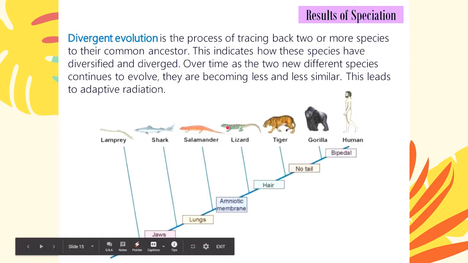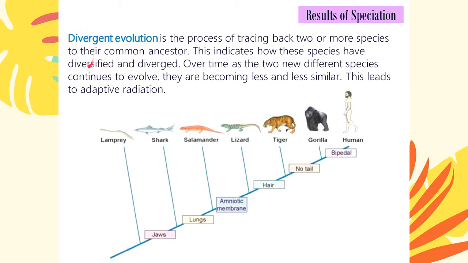Another result of speciation is divergent evolution. So if in convergent evolution different groups meet together and share similar characteristics, this is the opposite. This is the process by which two or more species diverge from their common ancestor. They evolved away, or diversified away, from their ancestors. So over time, as two different species continue to evolve, they become less and less similar to their ancestor, and this leads to adaptive radiation.